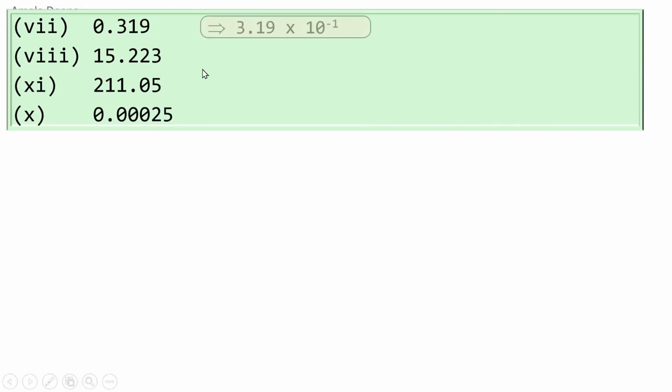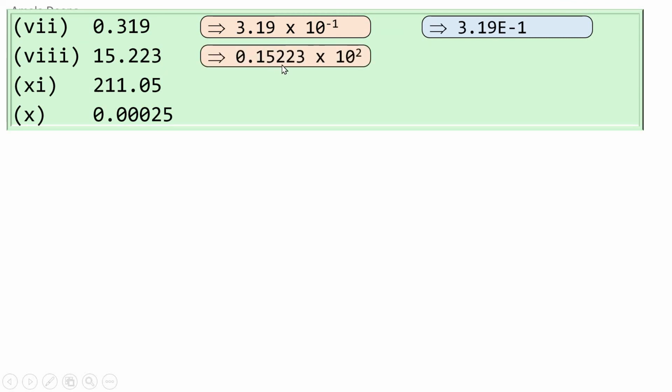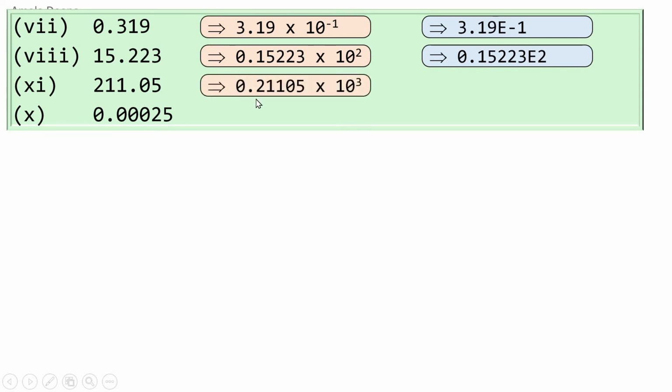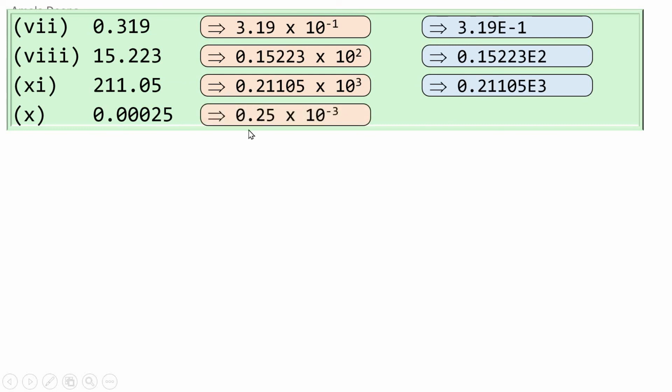0.319. I'm writing as 3.19 into 10 to the power minus 1, which is 3.19 e minus 1. 15.223 is 0.15223 into 10 to the power 2, 0.15223 E2. 211.05 is 0.21105 into 10 to the power 3, 0.21105 E3. 0.00025 is 0.25 into 10 to the power minus 3.